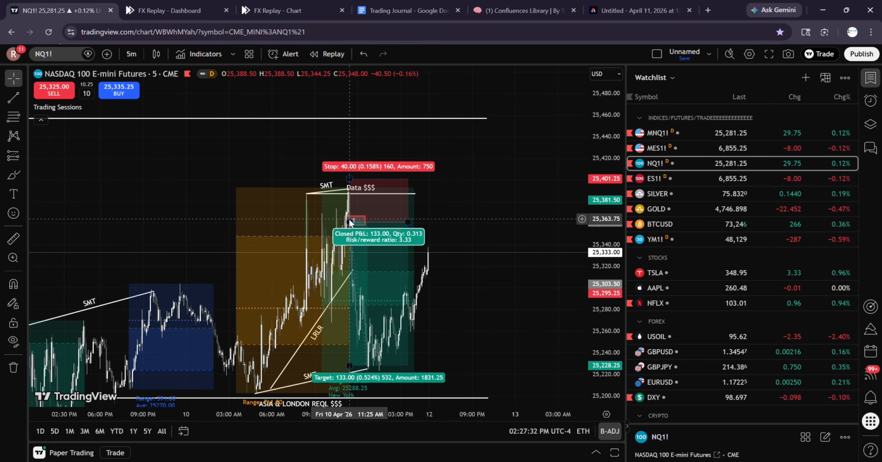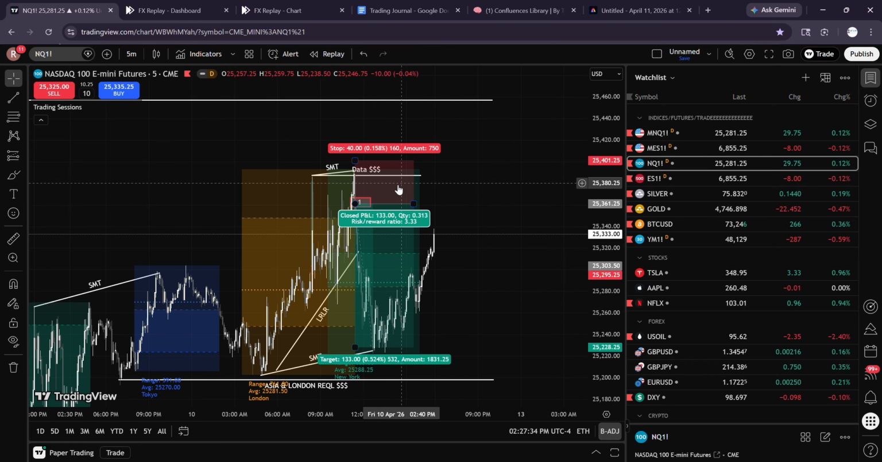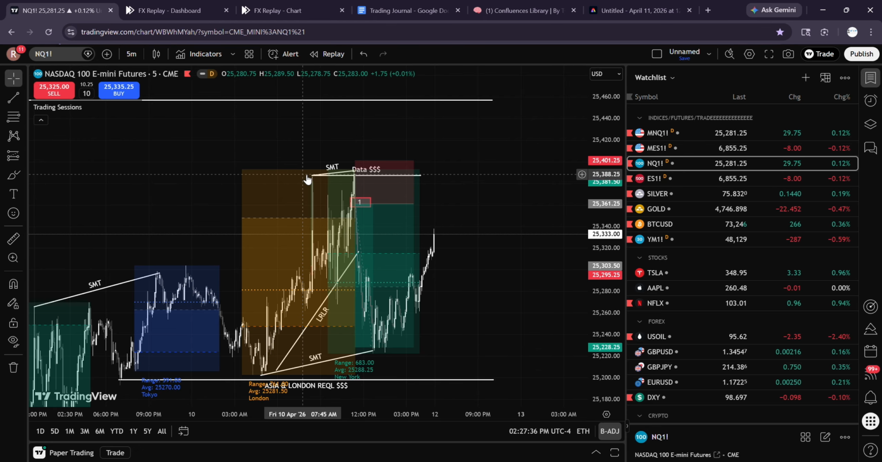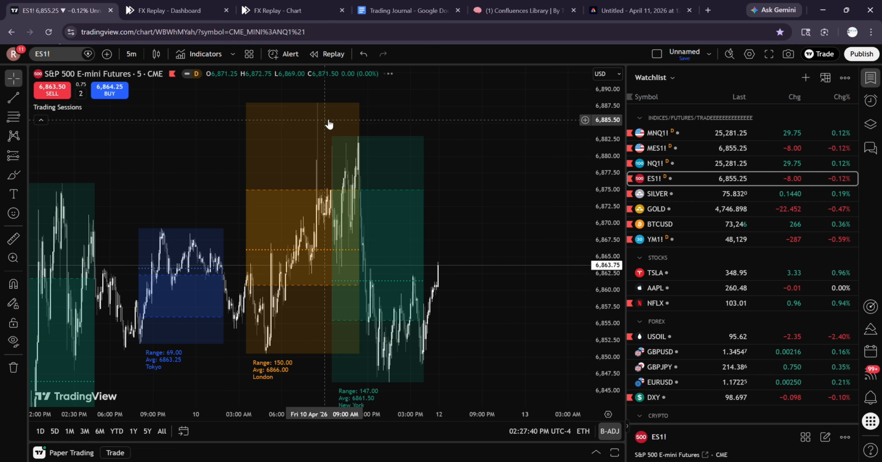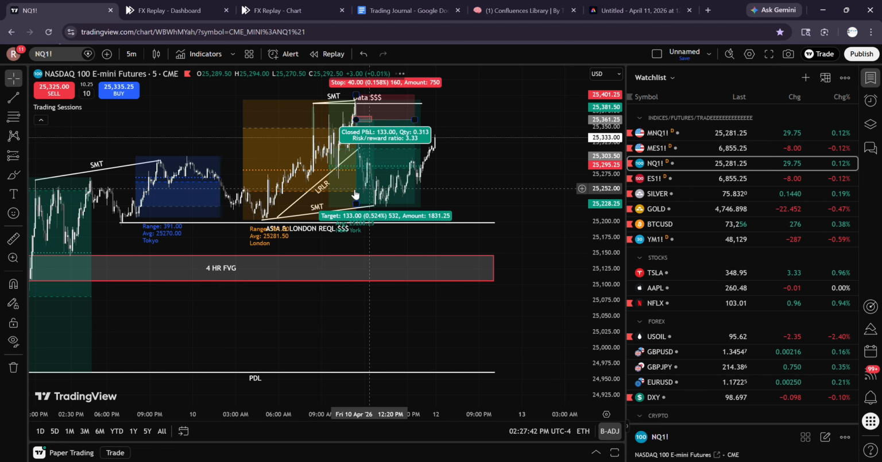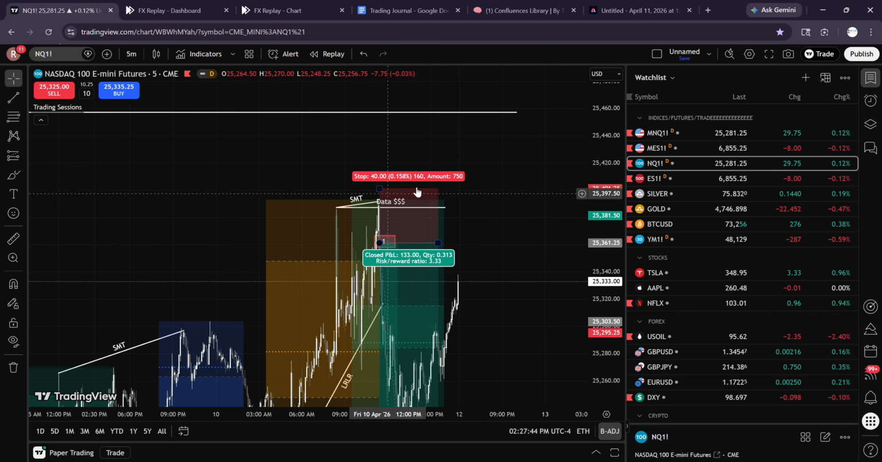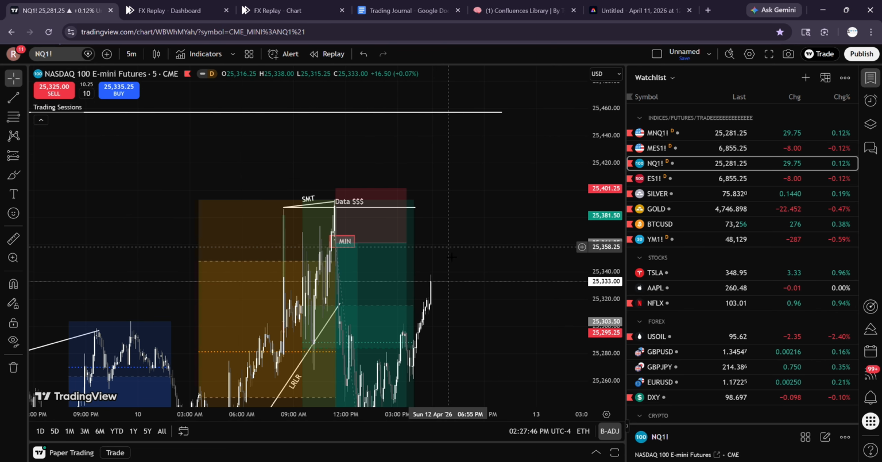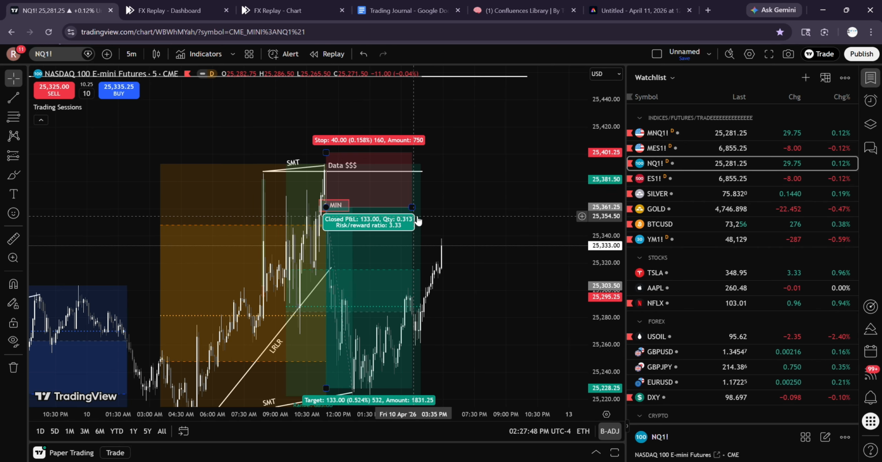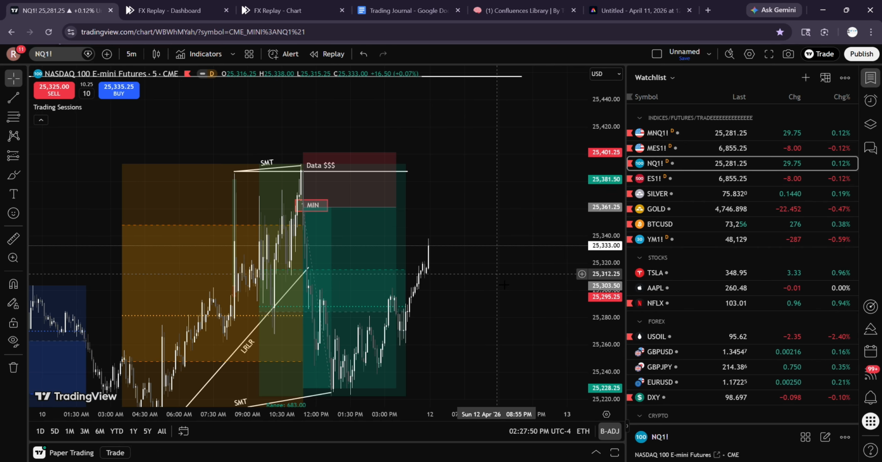And at 11:25 we actually crept higher and swept data highs, while ES failed to sweep it, but NQ swept it. So there's an SMT divergence. We also swept data highs, and we had a 1-minute inversion. And this is honestly an A+ setup, especially looking at the context too.